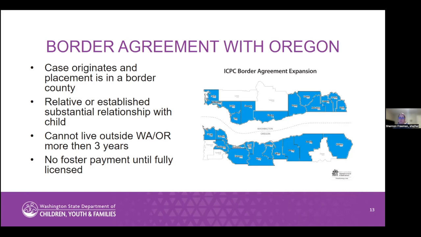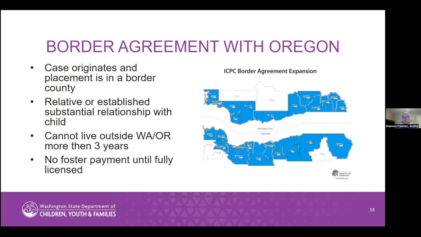So what a border agreement is, it will allow a quick placement into a border county if the case originates along a border county. So I have those blue border counties highlighted. The placement in the other state has to be a relative or someone with an established substantial relationship with the child. The family can't live outside of Washington or Oregon for more than 3 years. And similar to Regulation 1, we can't pay foster payment until the home in Oregon is fully licensed.